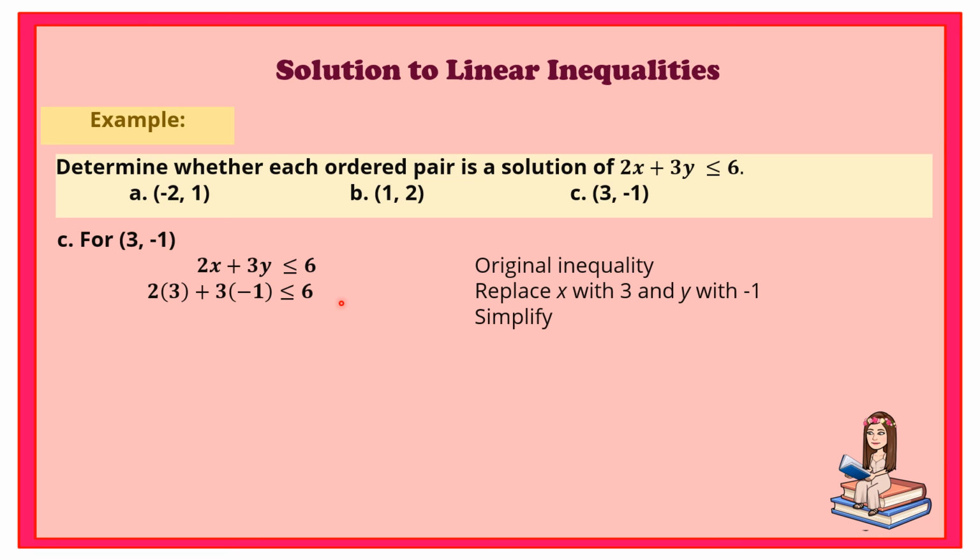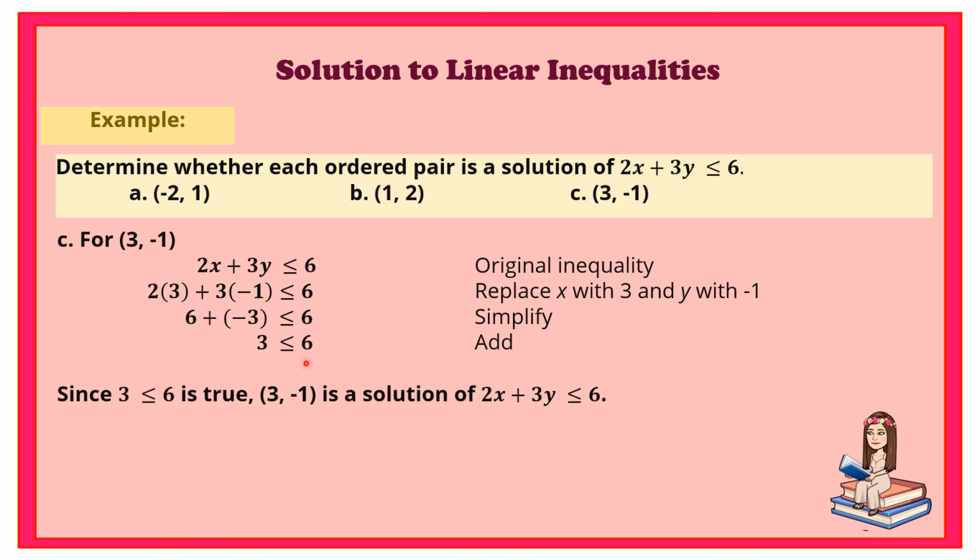And then, we simplify. 2 times 3 is 6. And 3 times negative 1 is negative 3. And that is less than or equal to 6. Then we add, 6 plus negative 3 is positive 3. That is less than or equal to 6. Tanong, is 3 less than or equal to 6? Yes. Dahil true ulit ang ating statement, then 3, negative 1 rather, is a solution to the given inequality. Naintindihan po ba?